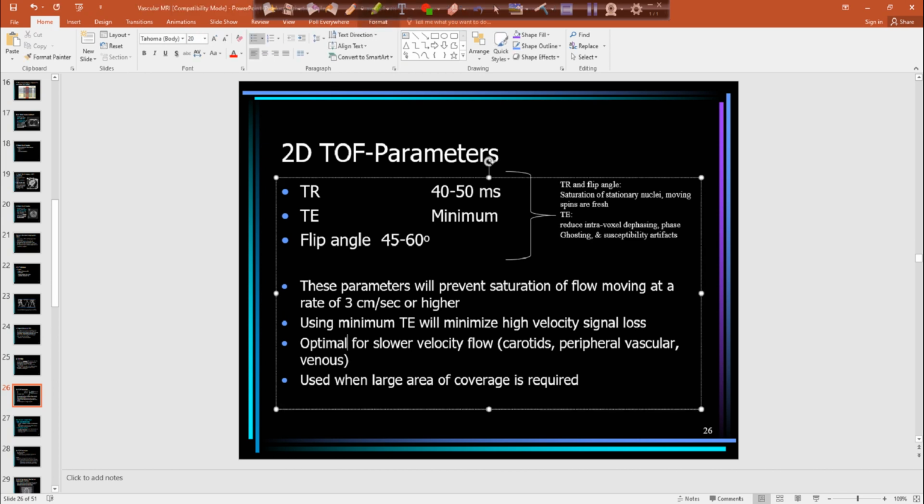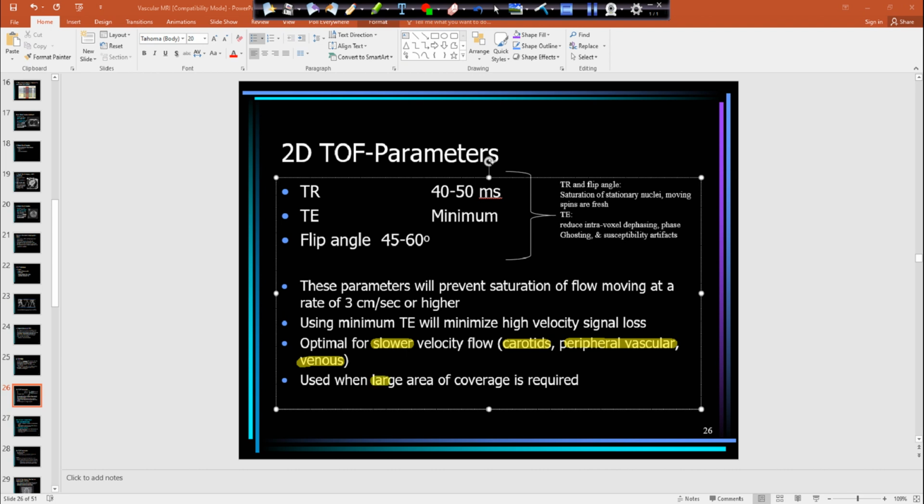So this is optimal for slower velocity. Highlight this. Optimal for slower velocity. So our venous blood flow, or blood flow that's a little bit slower than our circle of Willis, which is our carotid arteries. So our carotids, peripheral vasculature, like in our arms and our legs, and venous blood flow, like in our IVC. A little bit slower than our circle of Willis.